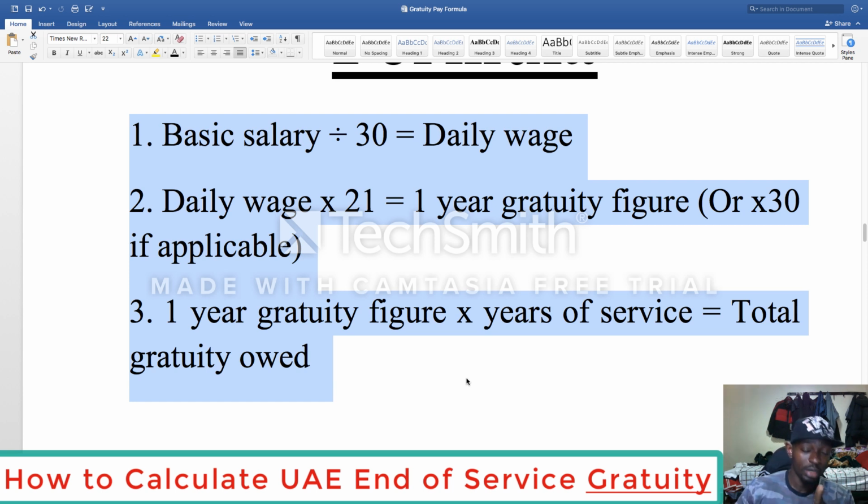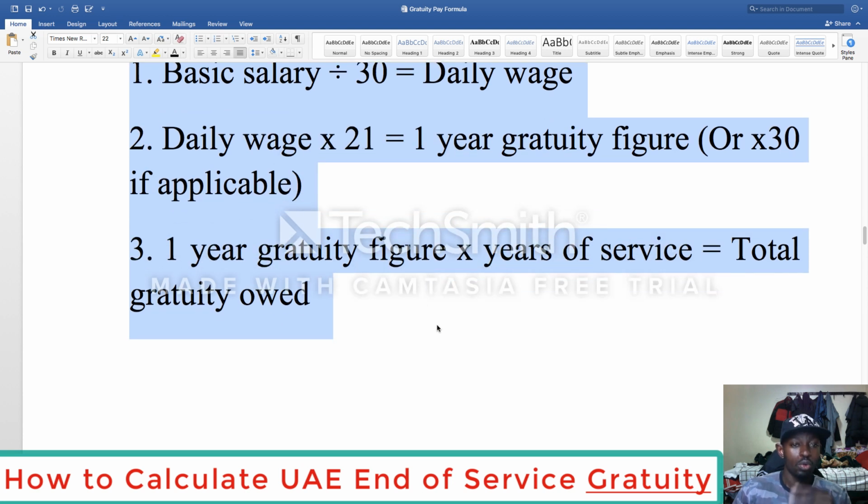And that will be for limited contract, because unlimited contract stays at 21 days, no matter how many years you have worked. Now the first one says when you have had your gratuity figure, multiply it by the total years that you have worked in that company. For 3 years, multiply your total gratuity by 3 years, you have your gratuity that is supposed to be paid by your company for the entire duration of your service to them.